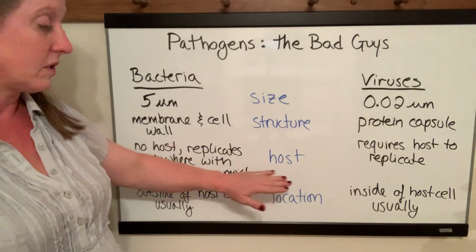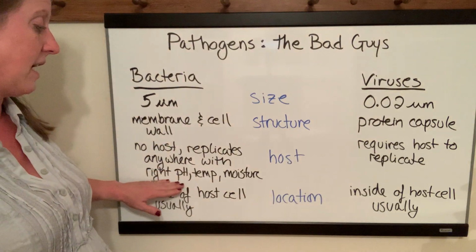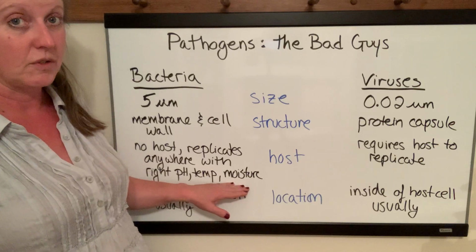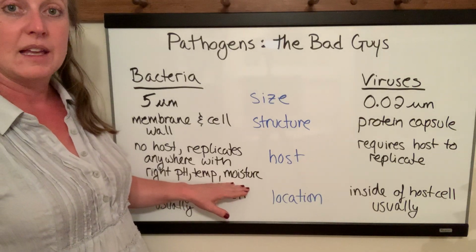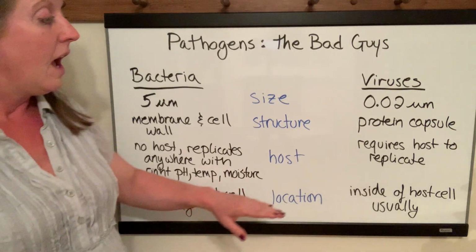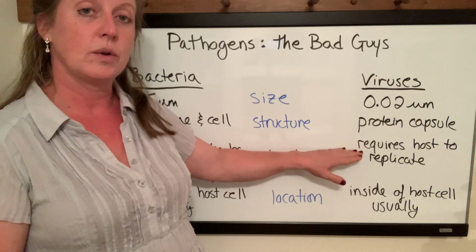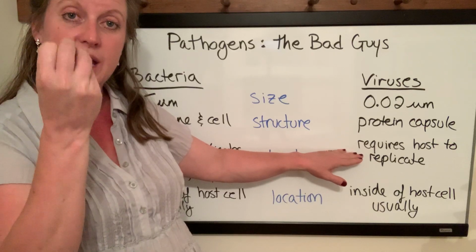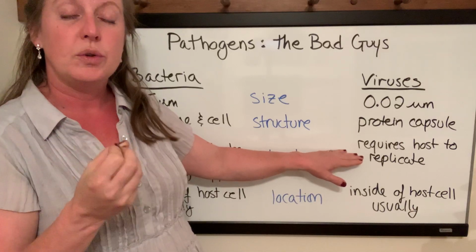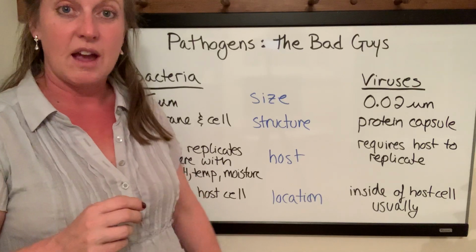In terms of a host, bacteria do not require a host. They will grow anywhere that has the right pH, temperature, and moisture, which in some cases is the inside of your body, but it could also be in that jar of sour cream that you left in the refrigerator for too long. Viruses, on the other hand, are not able to replicate on their own. They require a host to replicate. They have to bring their genetic material, the DNA or the RNA, into the host cell and then use the machinery of the host cell to make more viruses. It's like the biggest trick ever.